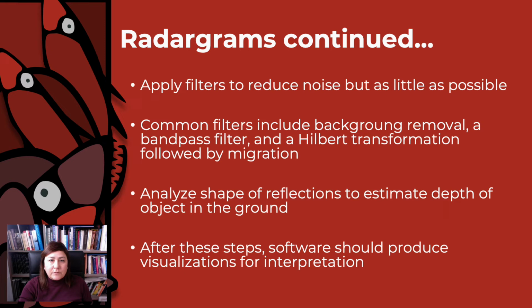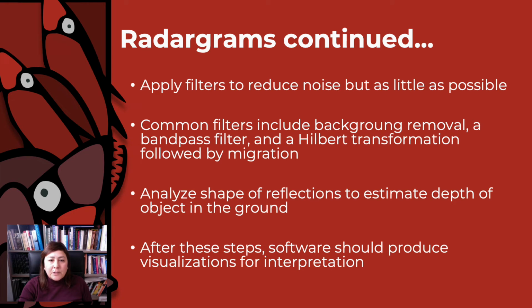targets of interest. Commonly used filters include background removal, which removes horizontal lines in the data, a bandpass filter, which removes data frequencies below and above the useful range of the GPR antenna, and a Hilbert transformation, which transforms wave reflections from both negative and positive responses to just positive responses. A process called migration is also often applied at this point, which turns the convex-shaped reflections, or hyperbolas, that discrete objects make into more of a focused signal.